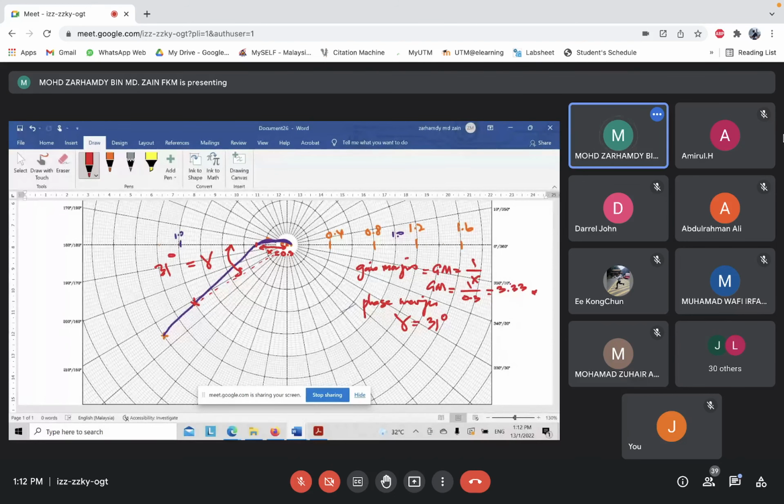Any questions? This is the test 2 coverage. We cover test 2 until this. Doctor, how do we do the phase margin?